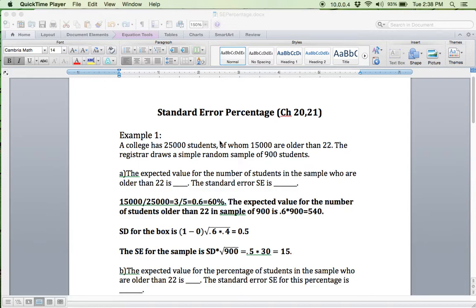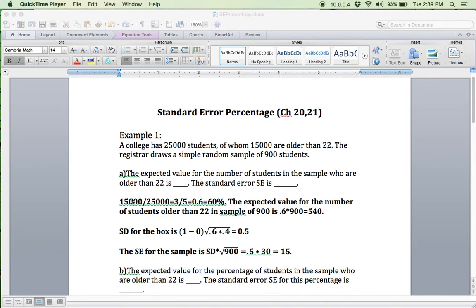The idea here is that we know about the composition of the entire population, and we want to know what we can say about the sample, a smaller sample of those students. First question is we're going to find out what is the expected value for the number of students that appear in our sample who are older than 22. And we also want to know about the standard error associated with that sample. So this is the easy problem.